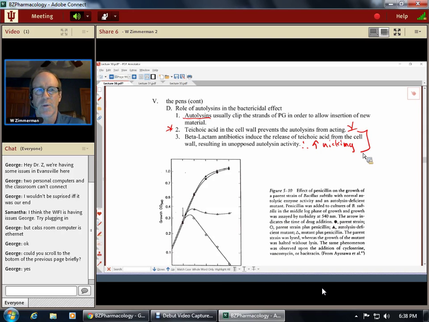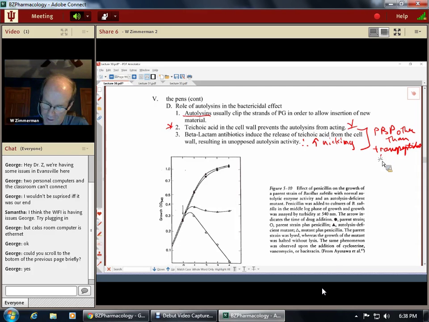See, that's a good example of binding to a penicillin binding protein doing something other than inhibiting transpeptidase. It's a penicillin binding other than the transpeptidase that's leading to this release of the teichoic acid.